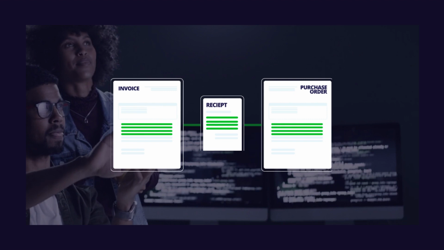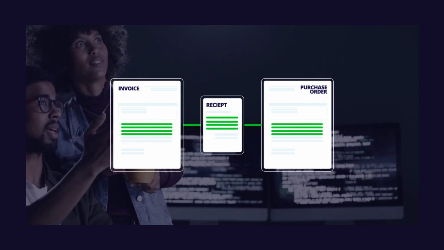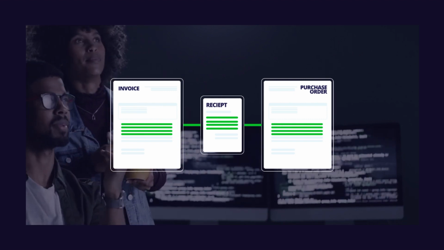PO matching is a process that verifies the accuracy of a bill by matching information on the invoice with the purchase order and goods receipt note. It is important since it reduces costly fraud, but PO matching is tedious, even with automation.